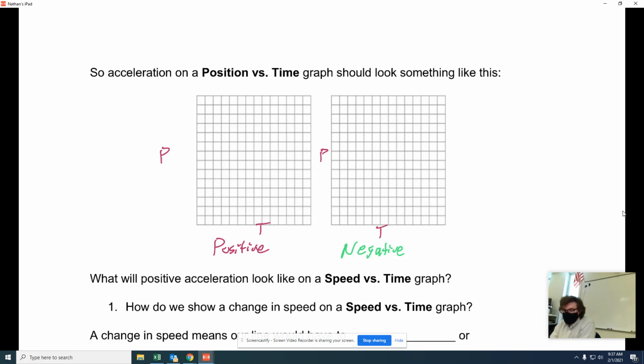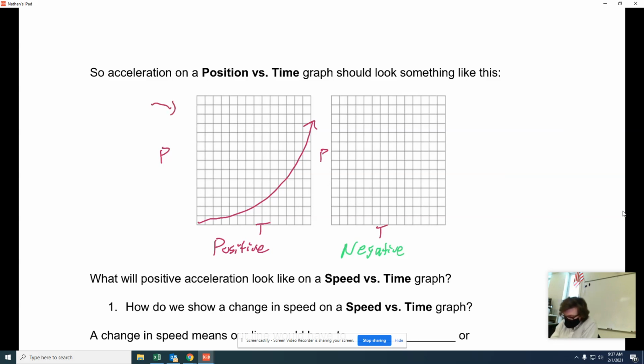But if we have a positive acceleration, that means that our speed is increasing over time. So on our graph, the slope should be increasing over time. If the slope is increasing, that just means our line is going to get steeper and steeper. So if we have positive acceleration on a graph, it is going to look something like this.